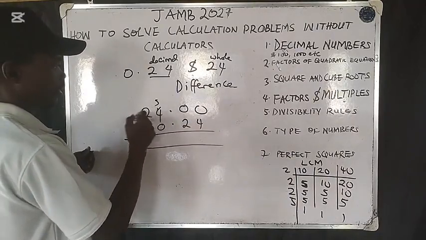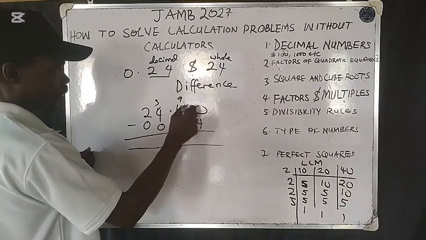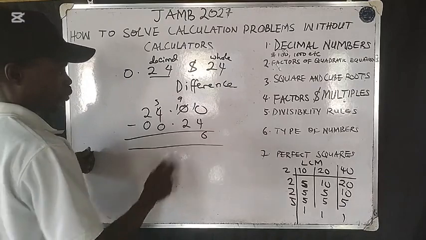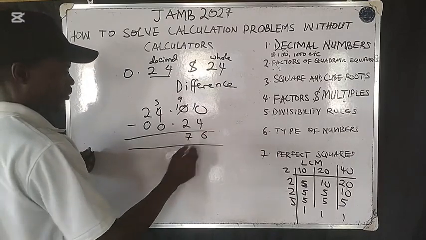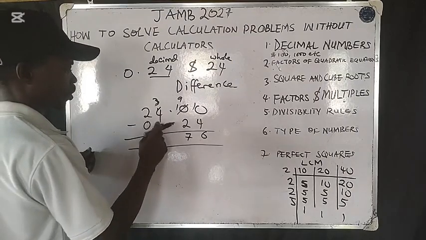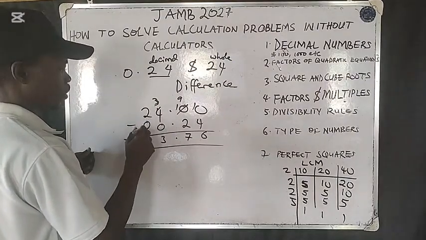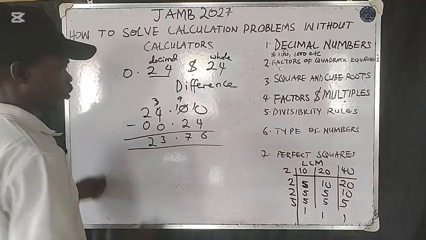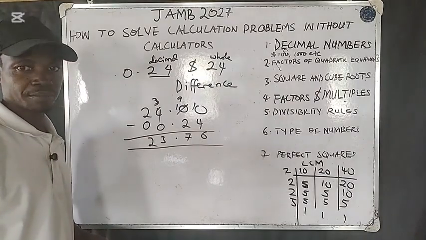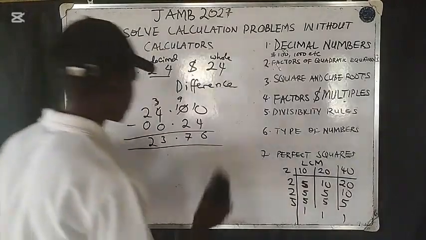Here remains 3. When the one you borrow comes there, it becomes 10. Borrow 1 again, remains 9. The one comes there. 10 minus 4 is 6. 9 minus 2 is 7. 3 is remaining here. 3 minus 0 is 3. Let's not forget our point. 2 minus 0 is 2. So this is going to be the result for what now? For subtraction, for difference, or for minus.